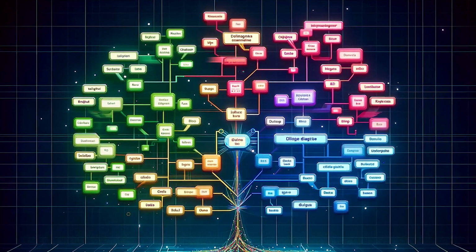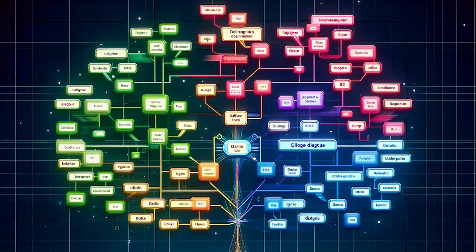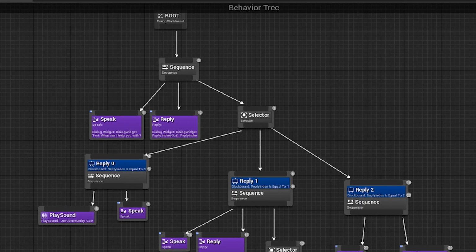Let's take a look at how dialogue has traditionally been crafted in video games. Imagine a vast network, a tree with branches spreading in every direction. This is the classic dialogue tree system.